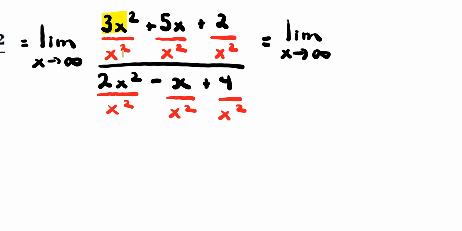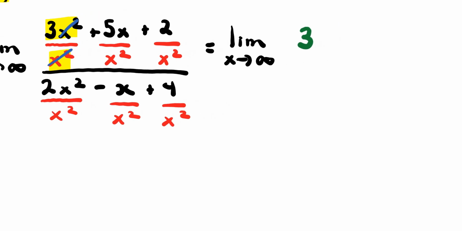Okay, so if I take a look at this term right here, 3x squared divided by x squared is going to be 3, because the x squareds just cancel off. And then the next term is going to be plus 5 over x. And then the last term remains exactly the same, which is 2 over x squared.